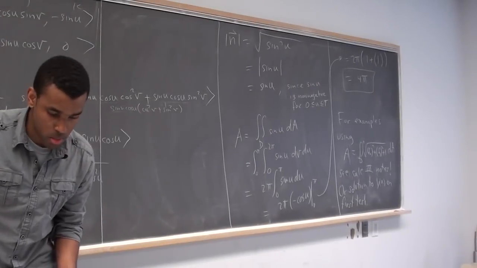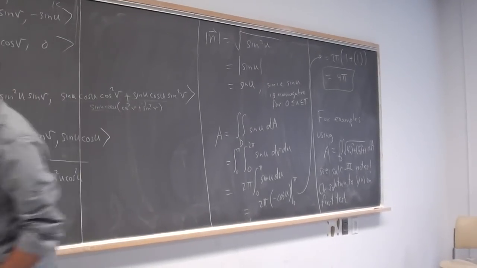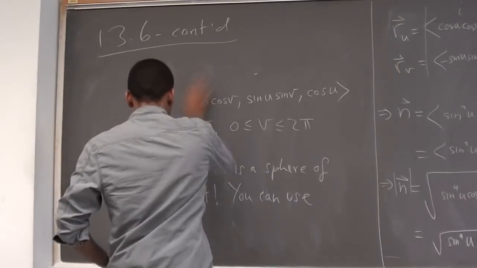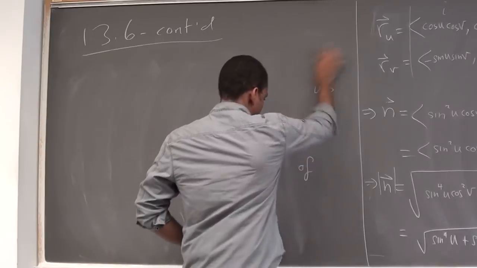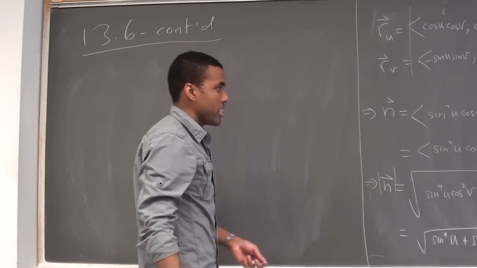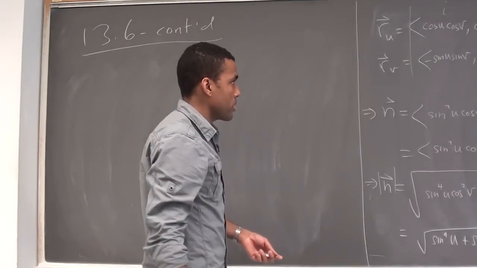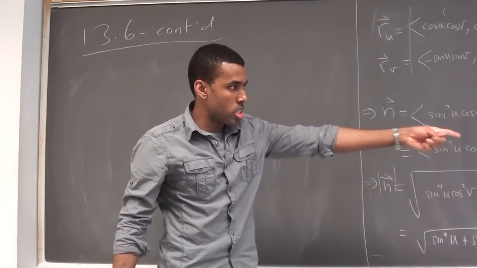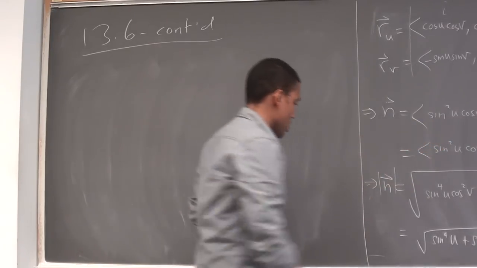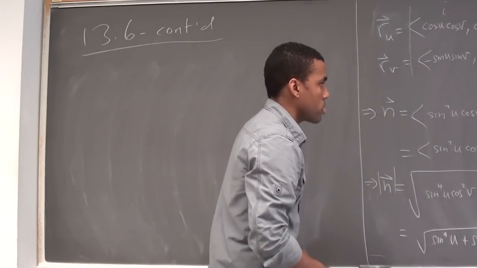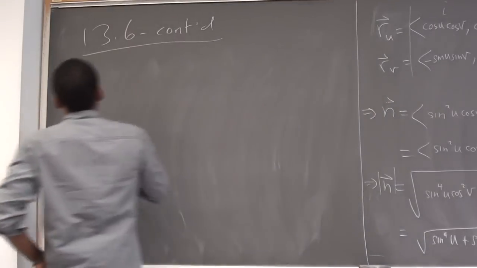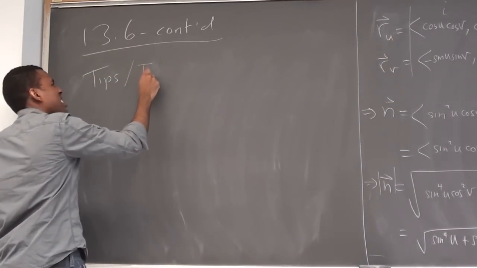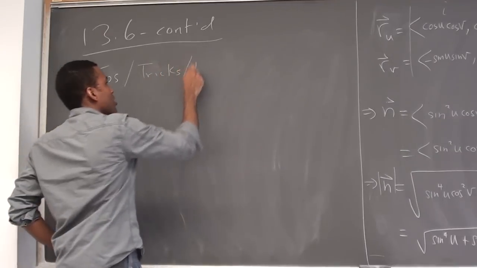I just want to have some notes on this, like some tips. So that's this section. Basically, there are two main forms that you should come away from this remembering: the ones for the normal vector and the ones for surface area, which is just the double integral of the magnitude of the normal. Right? But there are some tricks that you should be aware of. Tips, not really tricks. Recommendations.